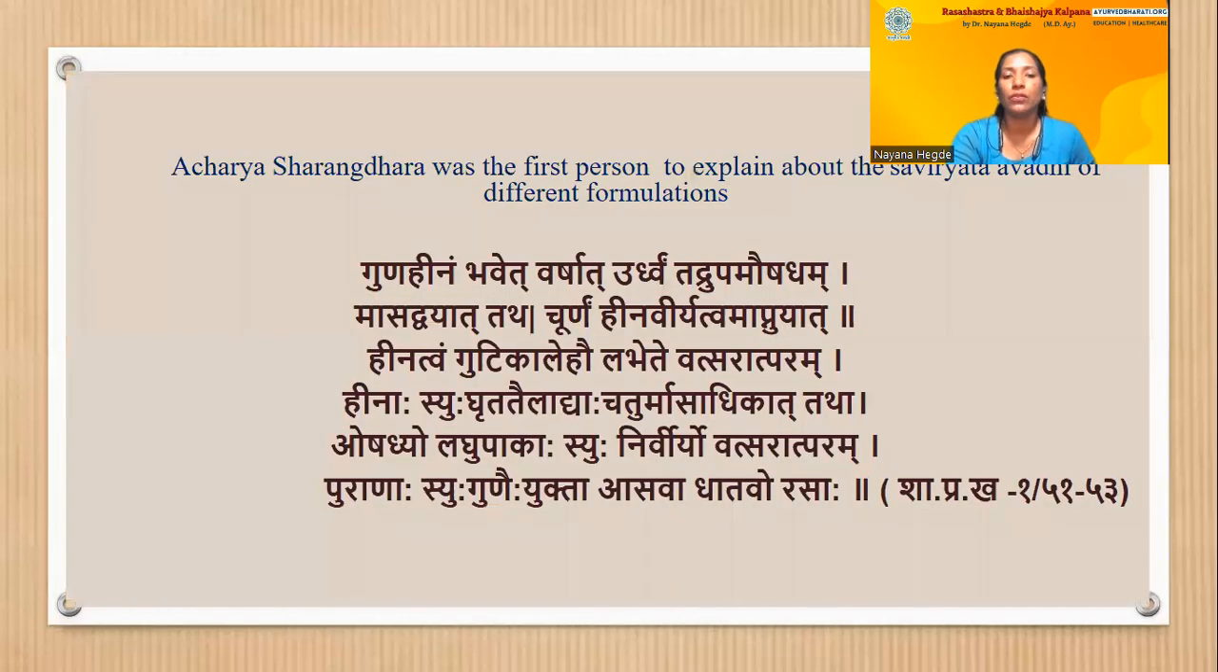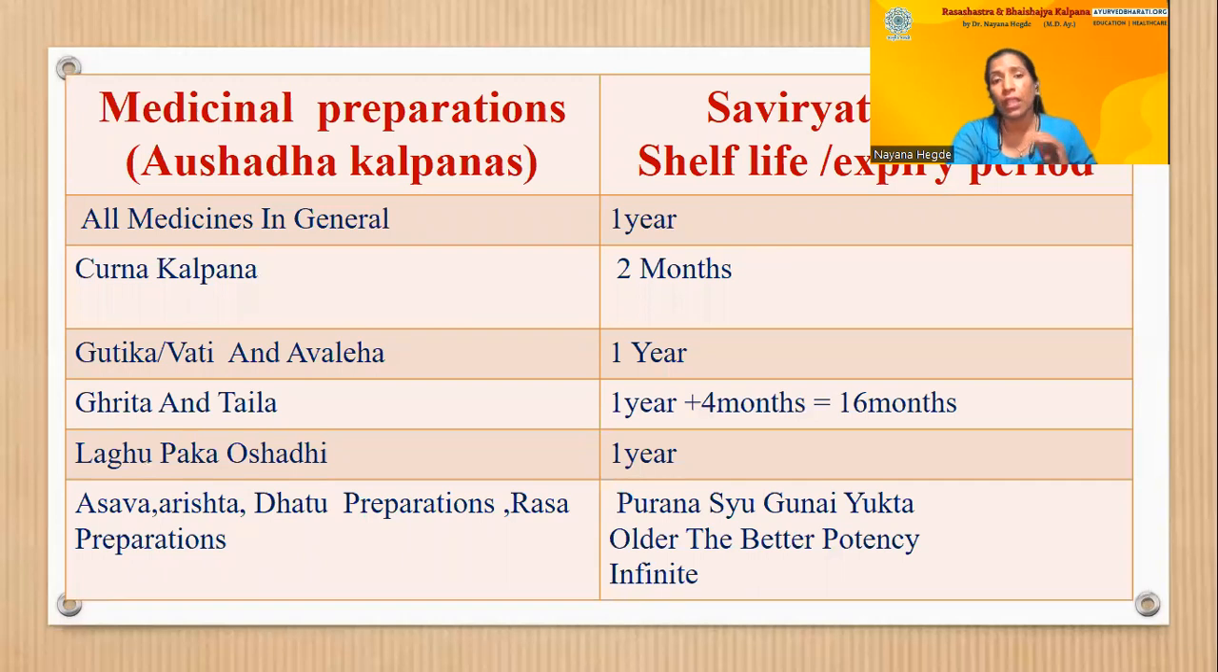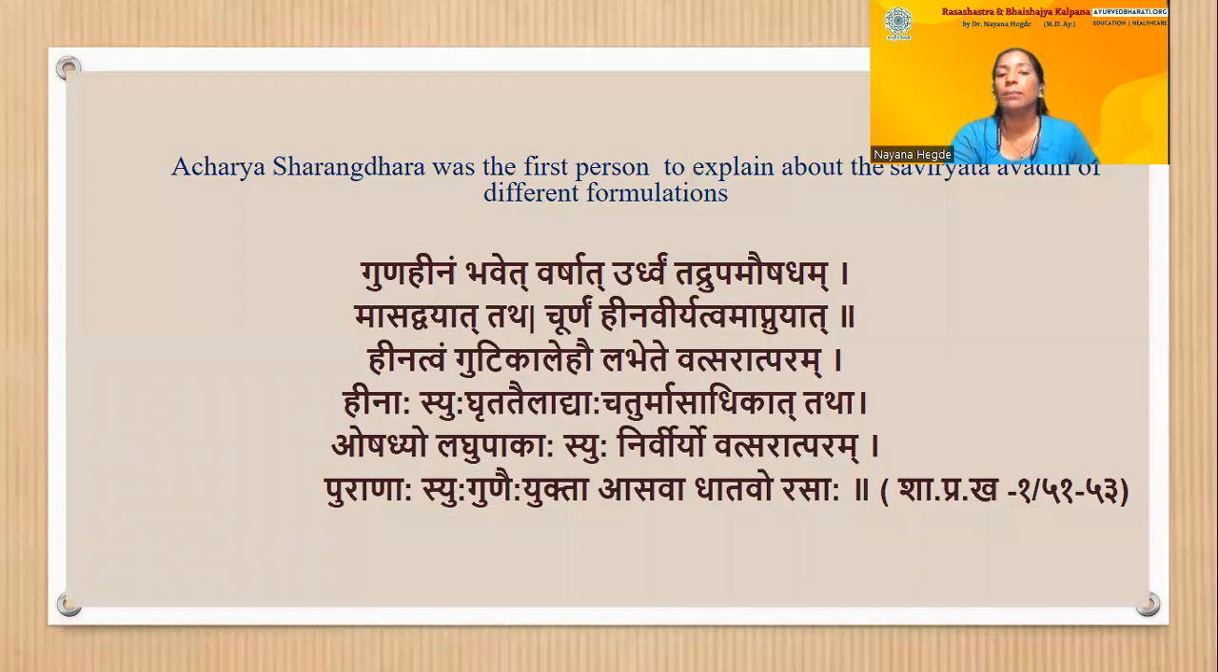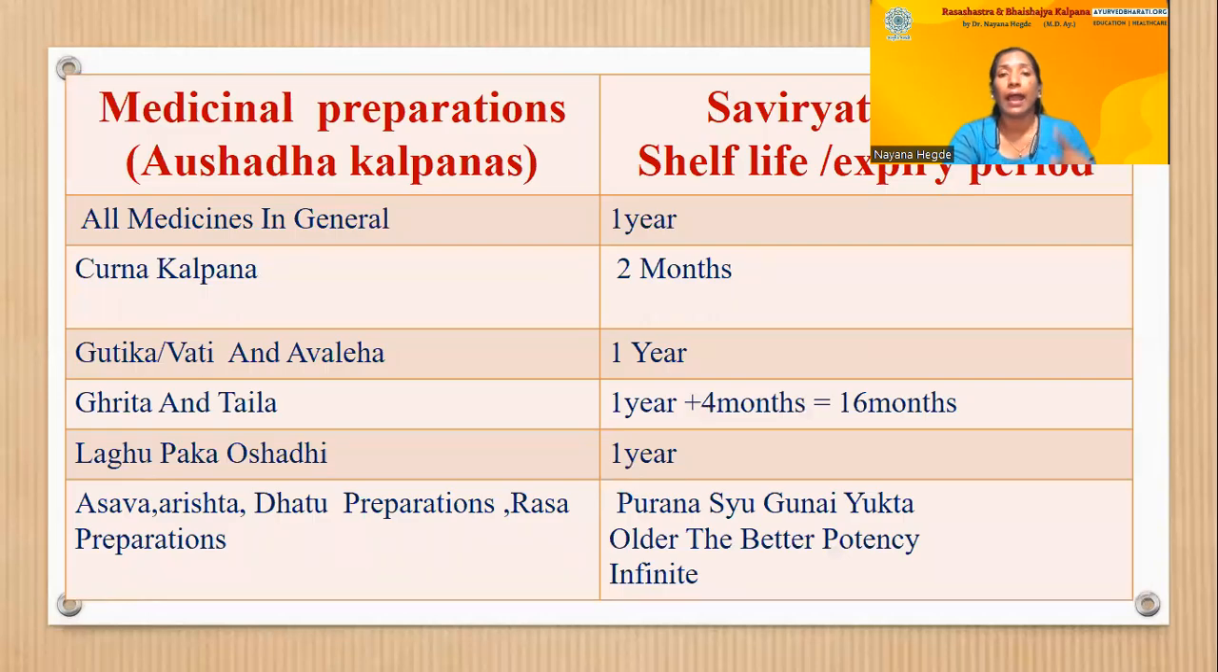Okay, so what about the churna kalpana? मासद्वयात् तथा चूर्णम् हीनवीर्यत्वम् आपनुयात्। मतलब क्या है? Churna kalpana will start to lose its potency after the 2 months. That is, saviryata is 2 months for the churna kalpana. Heenatvam gutika lehau labhet vatsarat param. After 1 year, gutika and avaleha, that is tablet and leha, start to lose their potency.